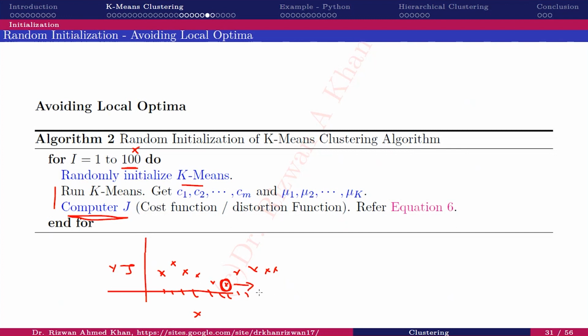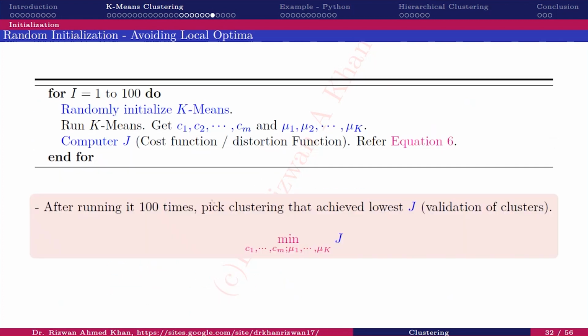You keep those cluster centroids for the given data set, just to make sure that you find the global optimum solution. So this is one idea: instead of running the K-means clustering algorithm one time, you can run it n times, keep on calculating the value of J, the distortion function, and keep those settings which best minimize J. So this is one solution to avoid local optima or to have better random initialization, right? So after running 100 times, pick the clustering that achieves the lowest J, right? This is what I have explained earlier as well.